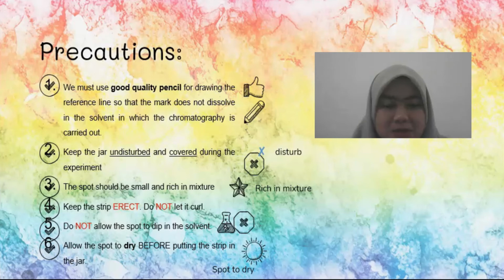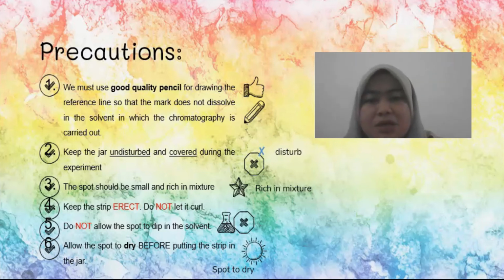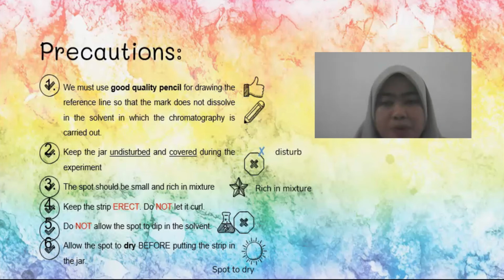The precautions in doing this experiment are: first, we should use a good quality pencil to draw the reference line so that the mark does not dissolve in the solvent in which the chromatography is carried out. Second, keep the jar undisturbed and covered during the experiment. Third, the spots should be small and rich in mixture. Fourth, keep the syringe edges so they do not leak. Fifth, do not allow the spot to dip in the solution. And sixth, the last one is to allow the spot to dry before putting the strip in the solution.